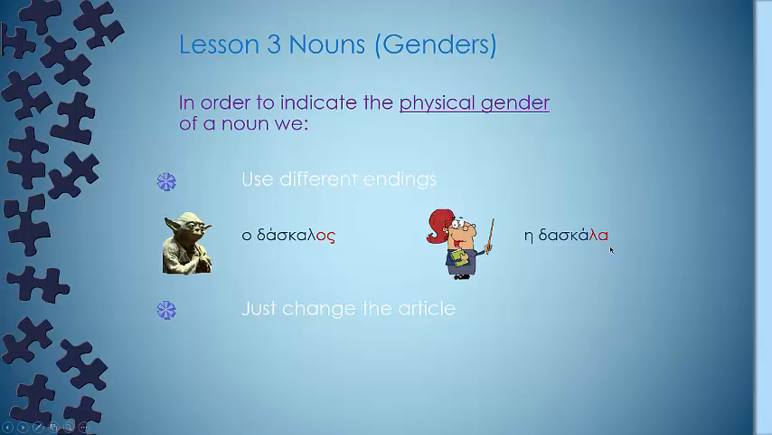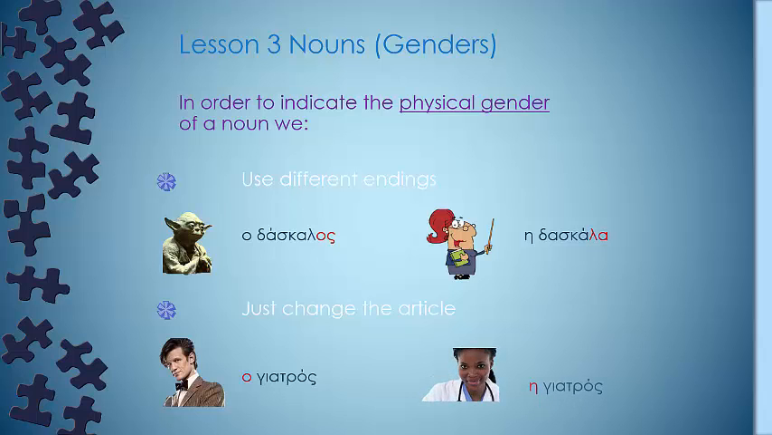We may just change the article. Ο γιατρός and η γιατρός. Both have the same word, but we just change the article in front of the noun, o and i, and it magically turns into another gender. Of course, you understand that each noun is a different case. It doesn't mean that in all nouns, if I change the article, it will magically become female or male.